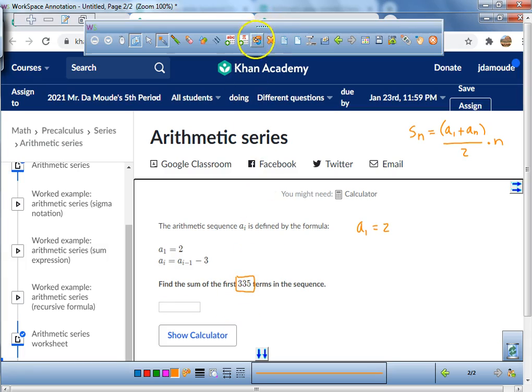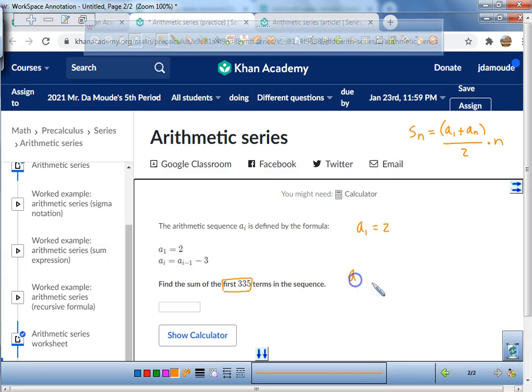Oh no, we've got to find the sum of the first 335 terms. Whew, holy cow. All right. So we don't know the last term, so we've got to find the last term. We've got to use what's called the arithmetic sequence formula. So put A sub n equals the first term plus the common difference times n minus 1.